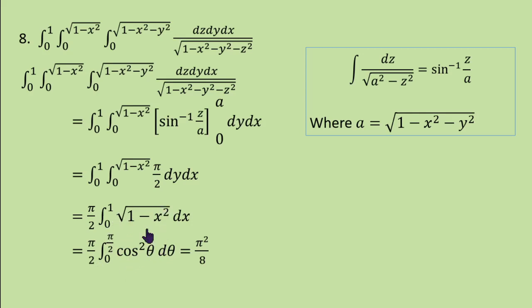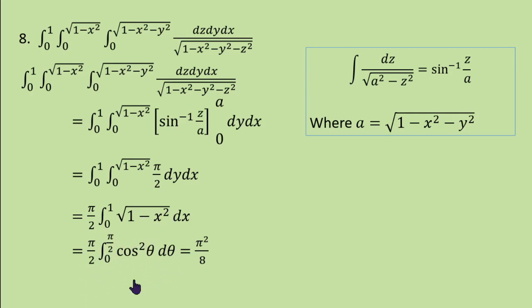Once again I repeat: root 1 minus x square is root of 1 minus sin square theta, that is cos theta. Dx is cos theta d theta, so cos theta into cos theta d theta is cos square theta d theta. Since x is sin theta, limit varies from 0 to pi by 2.